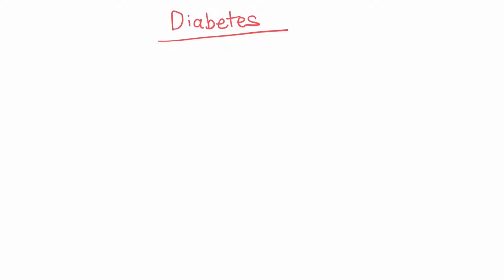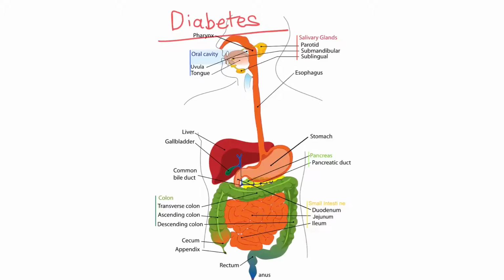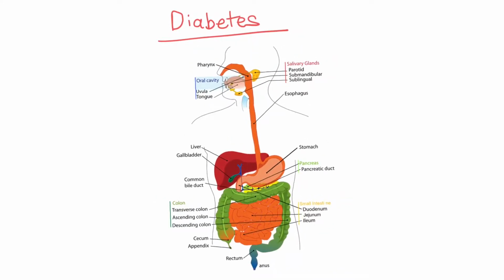In today's video I'm going to talk about diabetes. So let's begin by talking about insulin. Let's pull out an image of the human body, highlighting the main organs we're interested in. In this case, the main organ we're going to talk about is the pancreas.